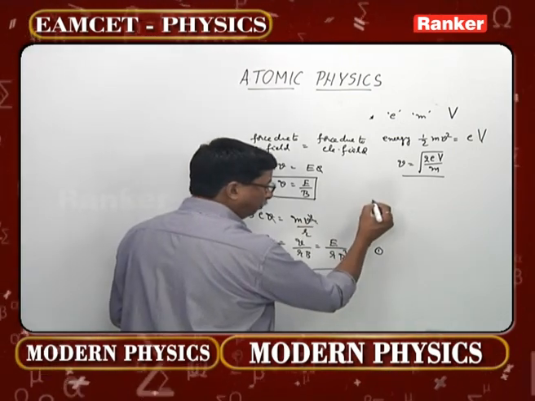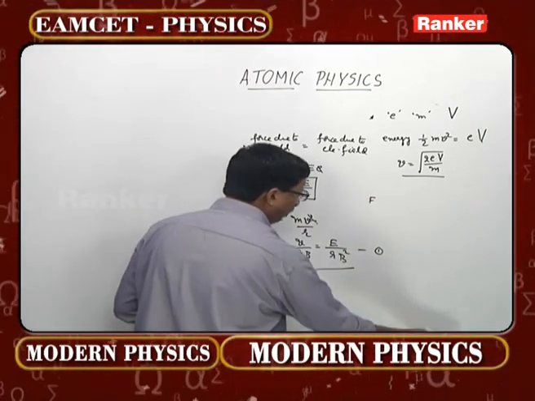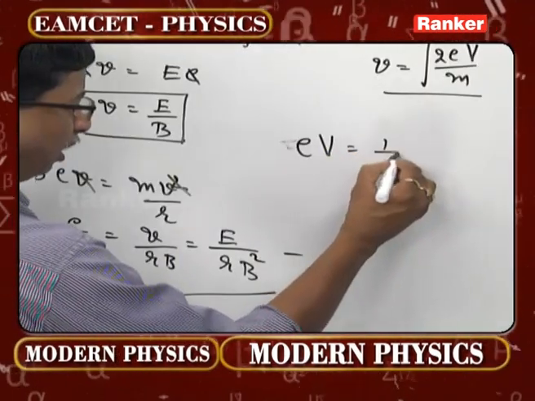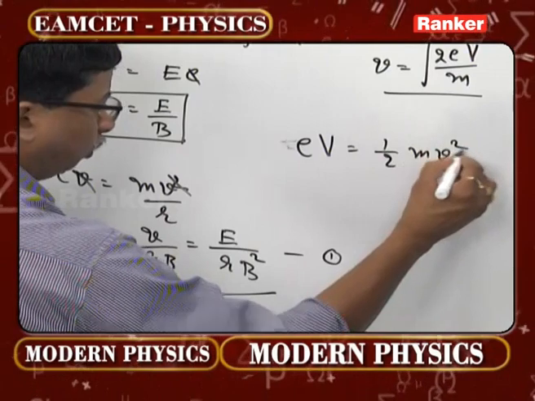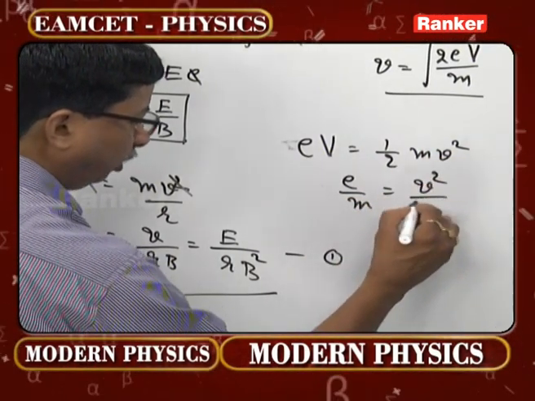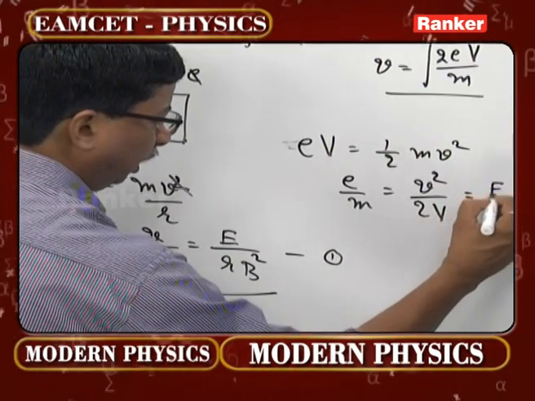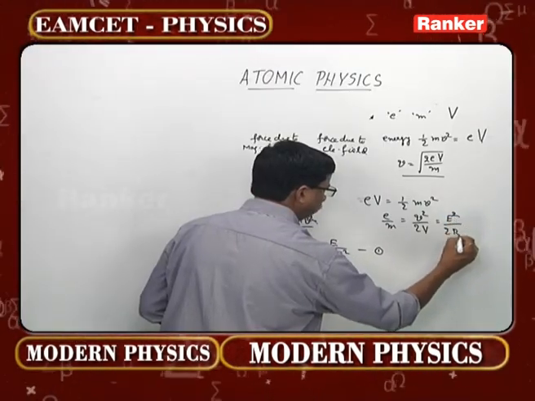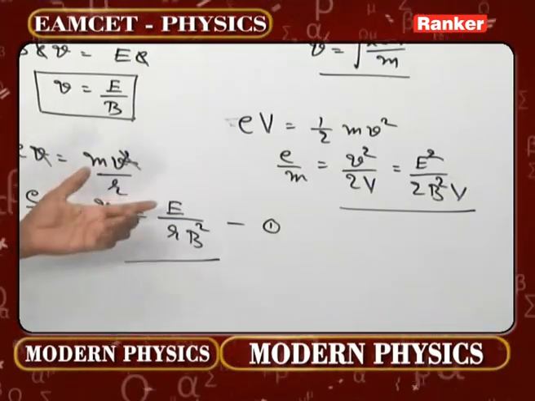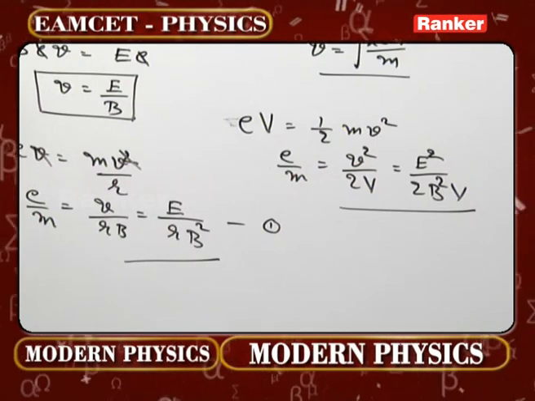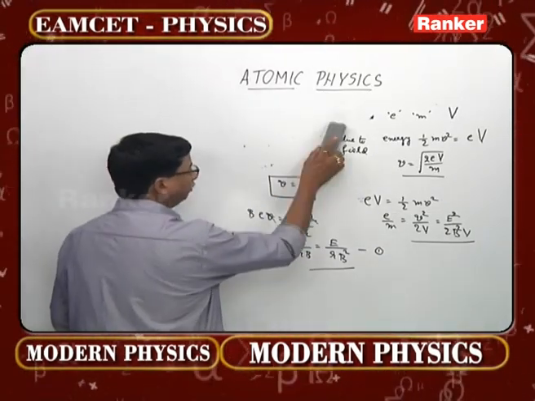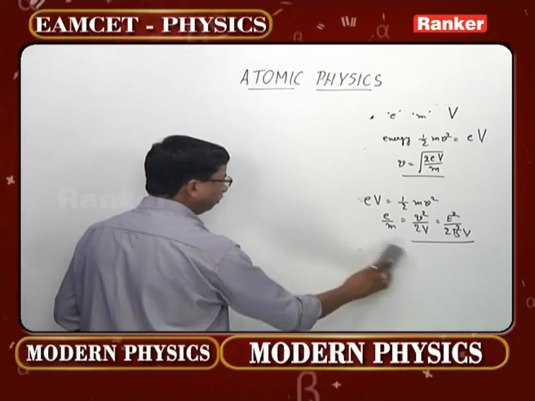What about the influence of electric field, please? We have already discussed the concept of eV is going to be half mv square. So you can even write e by m is equal to v square by 2V. v square can be written as E square by B square. So e by m is E square by 2B square V. This is another formula by means of which e by m of an electron can be determined. So as far as cathode rays are concerned, these are the possible formulae one should remember.